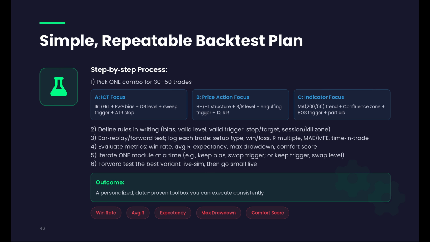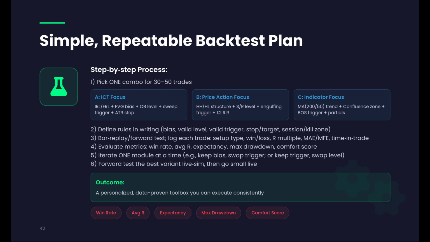Step 4. Evaluate comprehensive metrics after your sample. Calculate your win rate. What percentage of trades were winners? Your average R multiple. On average, how much did you make per unit of risk? Your expectancy. The mathematical edge your system produces. Maximum drawdown. The worst losing streak in R multiples. And, subjectively, your comfort score. How did it feel psychologically to execute this system? All of these metrics matter.